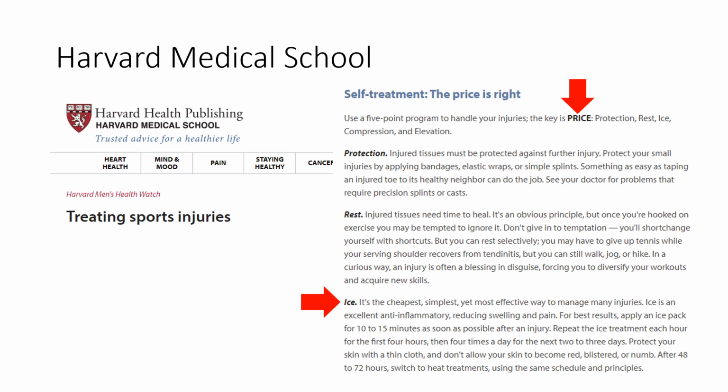Today, if you look at various online resources, one would be to look at the Harvard Medical School website and do a search for treating sports injuries. Now, the Harvard Medical School, they add protection as the first activity after an acute injury to make the acronym PRICE instead of RICE. And then at the bottom, they list the use of ice as a way to manage many injuries.